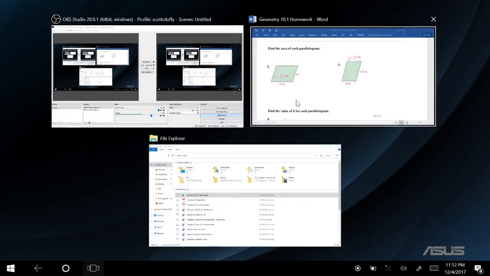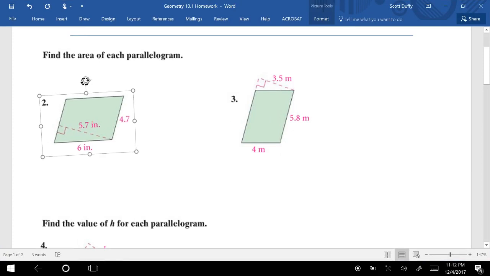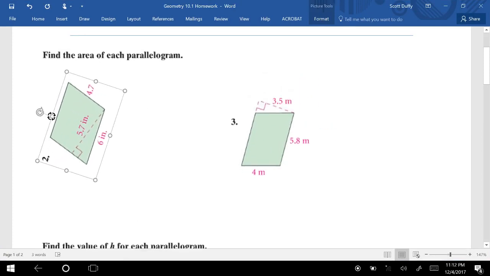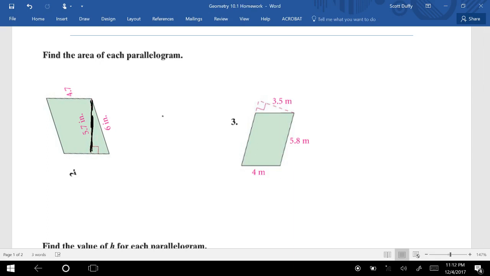Okay guys, I'm going to record me doing the 10.1 homework, help you guys out. Now what I like to do is turn my sheet so that the shape has a vertical height. And basically you guys will turn your sheet so you've turned your shape like I have. And now I can see that my height right here is 5.7. And then the base is going to be always perpendicular to the height. And it would be the same as this length, 4.7.